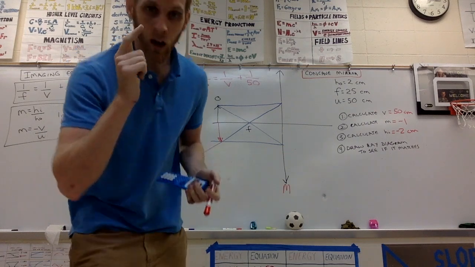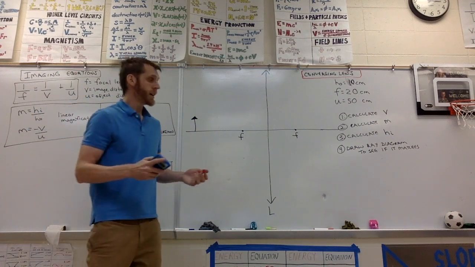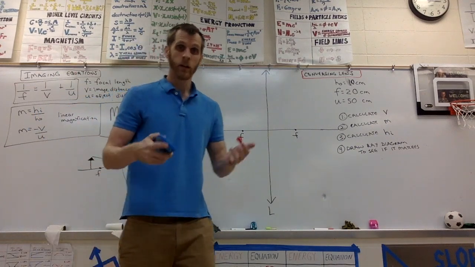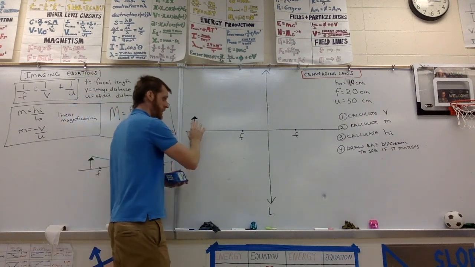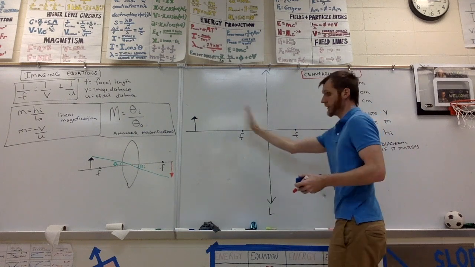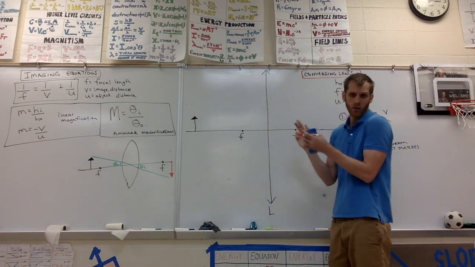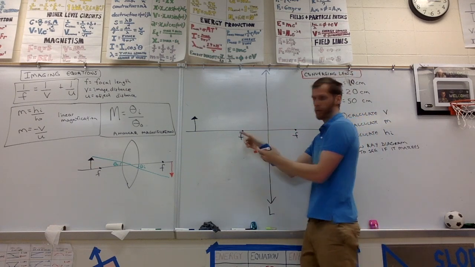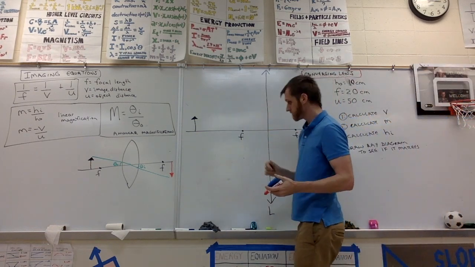Let's try another example. Okay, different data. Last time we tried a concave mirror. Now let's try a converging lens. So it's the same thing. We have an object over here. It's 50 centimeters from the lens. Our focal point is 20 centimeters. I'm trying to draw the scale here from the lens. And the height of our object is 10 centimeters tall.